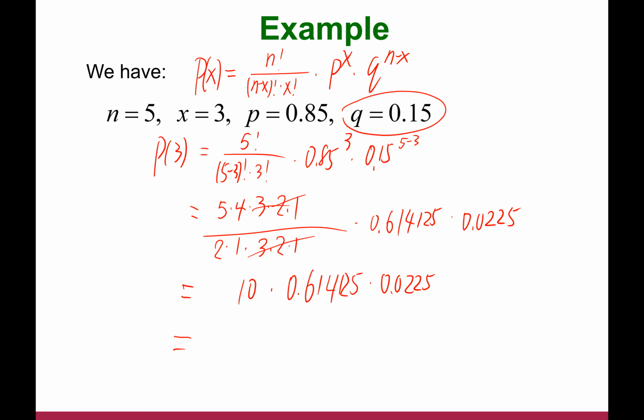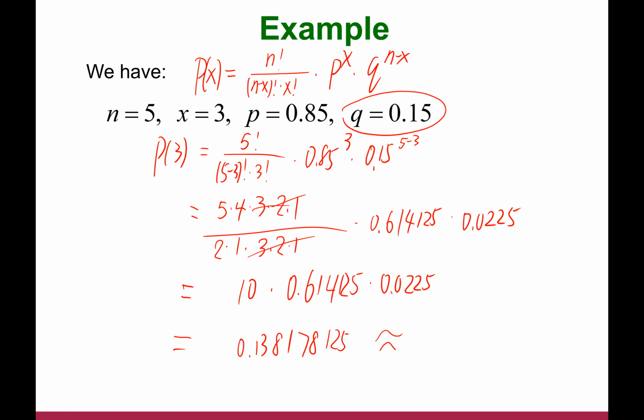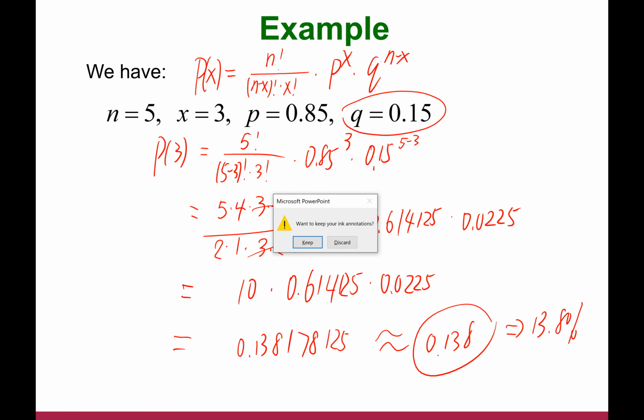Okay, we can easily do this in Excel. So now it'll be 0.138178125. Typically we round to 3 decimal places, so this is approximately 0.138. So with a 13.8% chance, we're going to have 3 out of 5 adults who know Twitter.